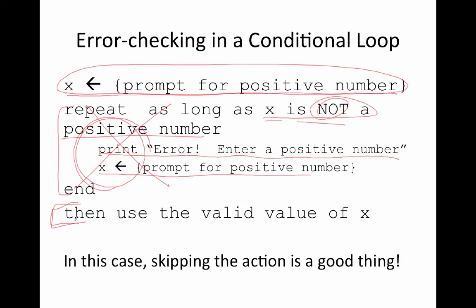So in this case, skipping the action is a very good thing. Yay, we prompted the user for a positive number the first time and the user actually entered a positive number the first time. So we didn't have to go through the error checking loop. So again, in this case, skipping the action is a good thing.